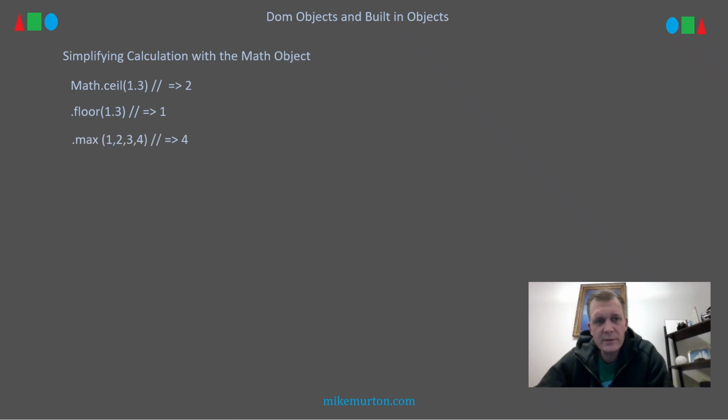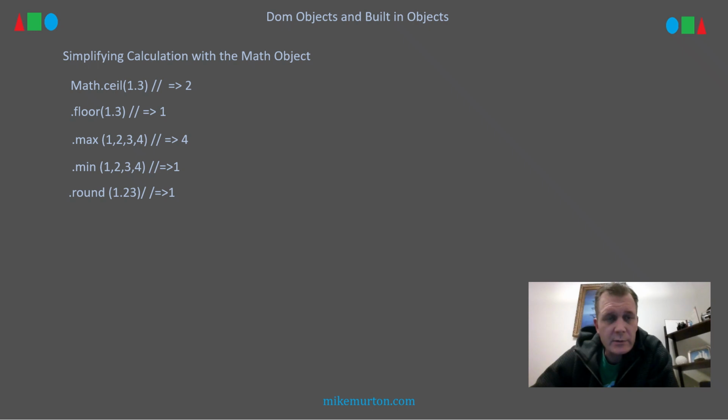Math.max will give us the max of the numbers passed in, so Math.max of 1, 2, 3, 4 will give us 4. Math.min of 1, 2, 3, 4 will give us 1. Math.round of 1.23 will round to 1. If we gave it 1.5, it would round to 2 because it rounds the decimal up if it's above 0.5 and down if it's below 0.5. And if it's equal to 0.5, it rounds up. Math.random will give us a number between 0 and 1.